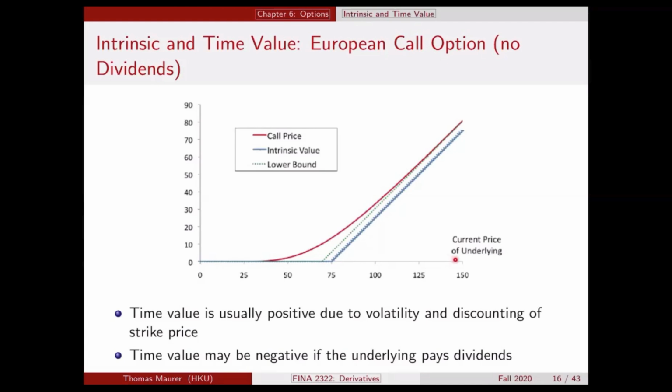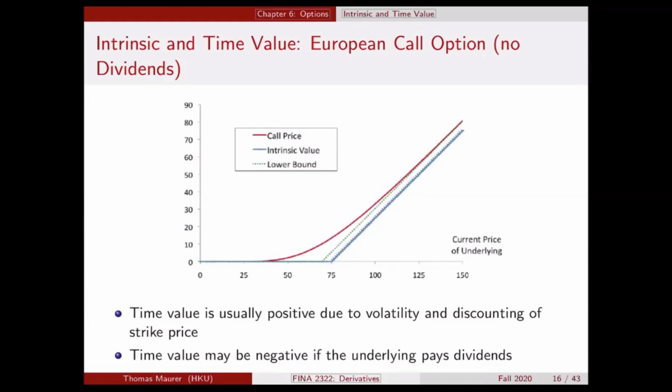On the other side, if the price of the underlying is very high, then the chances that the price will drop below 75 again is very low, and therefore the value of waiting and deferring that decision when we want to exercise will be very small. Now we see here also a green dotted line, which is somewhat higher than the blue intrinsic value and which gives us some lower bound for the option price.